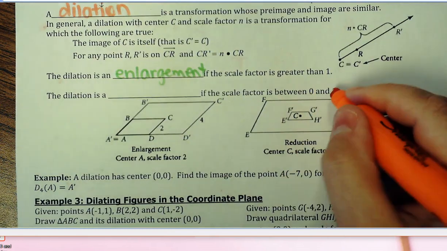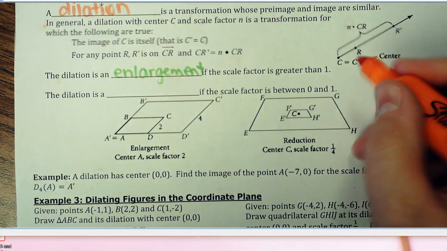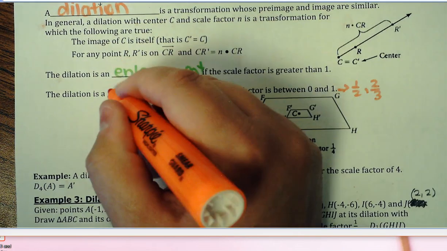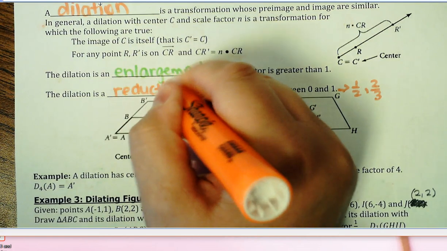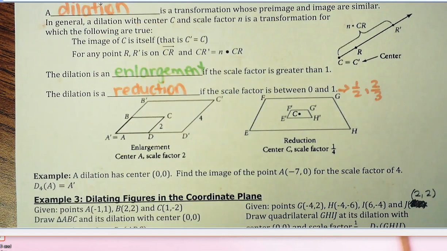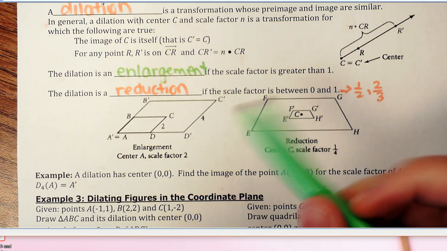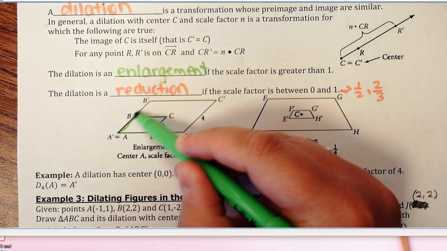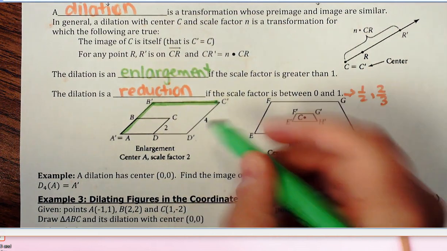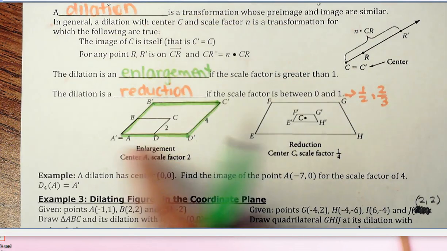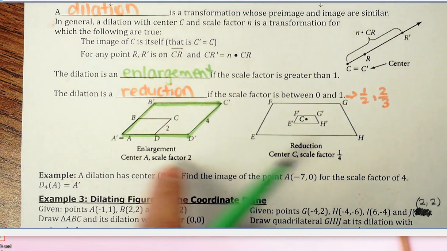If you have a scale factor between 0 and 1, like 1/2 or 2/3 or something like that, this is going to be called a reduction. So let me go through here and explain. I have one of each. The image is what you get after the dilation has been performed. For this one right here, I'll just leave the original not colored. The enlargement here is going to be the larger image. The original is going to be the smaller image there.